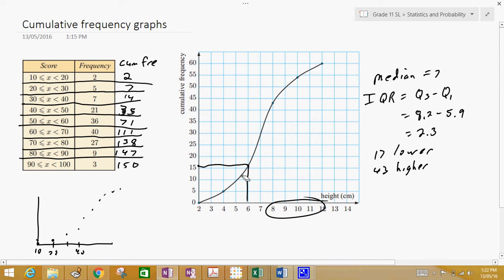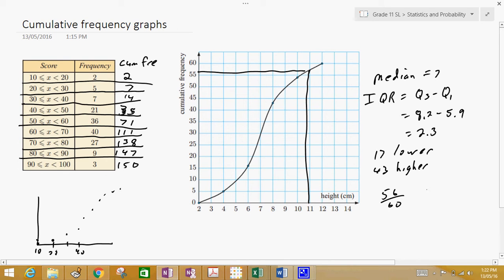Other kinds of questions: what percentage are lower than, I don't know, 11 centimeters? So 11 centimeters, what percentage are lower than 11 centimeters? Well, there are about 56 out of 60 lower. So that's your percentage. Well, that's actually a fraction. You can change it to a percentage by multiplying by 100%.